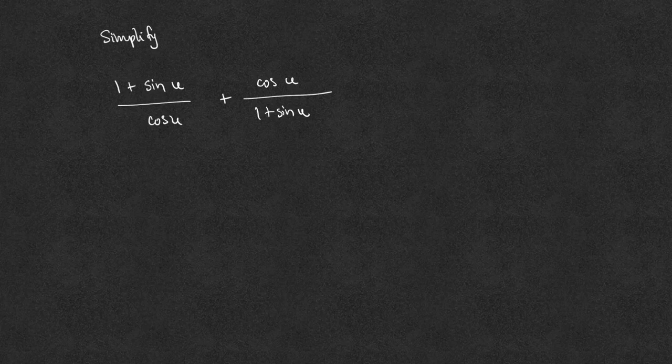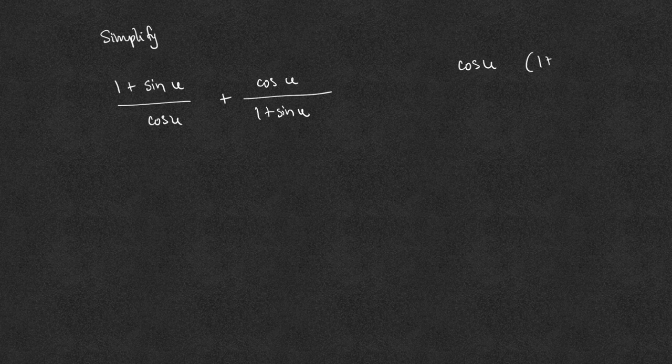Simplifying the trigonometry expression, (1 + sin u)/cos u + cos u/(1 + sin u). Think of these as two rational expressions or fractions. As of now, they don't have the same denominator, so to combine the two, we would need to have the least common denominator.